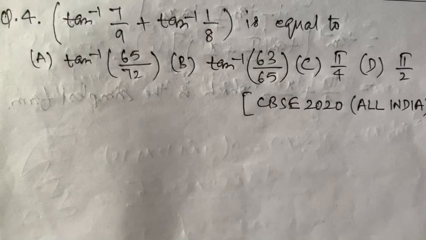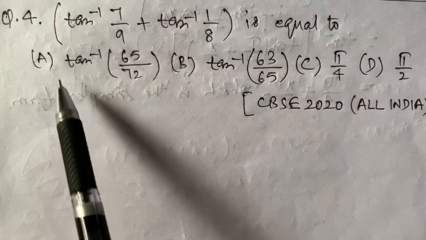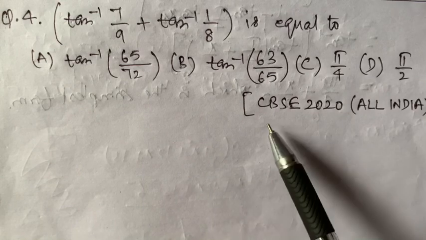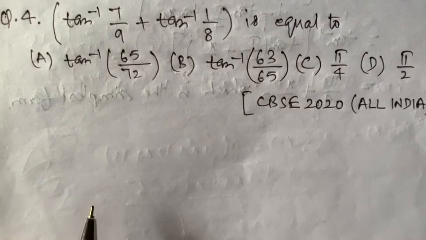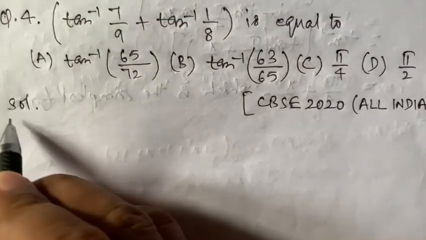Let us consider question 4. It is tan inverse of 7 by 9 plus tan inverse of 1 by 8 is equal to. Now we have options there, so it is a multiple choice question. It has been asked in CBSE 2020 All India, that is outside Delhi, and we will solve it.